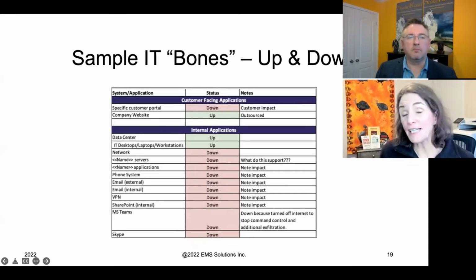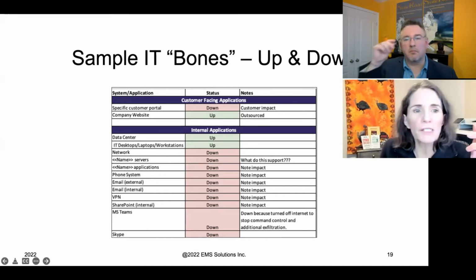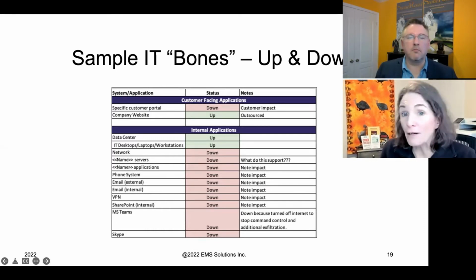So this is kind of an example. This is very abbreviated, but it just gives your listeners an idea what I'm talking about. This doesn't have timestamps. This basically just talks about what's up and down. What you would do is literally put, maybe there's a portal that's down, but a company website is up because it's outsourced.